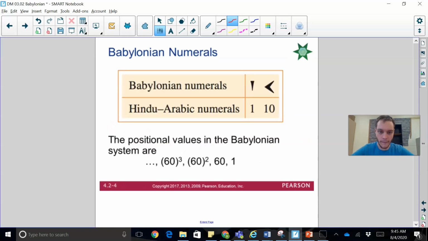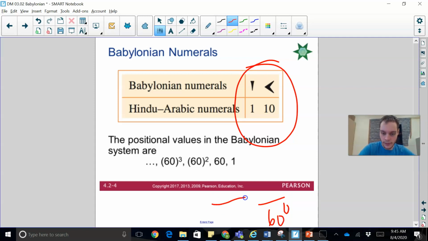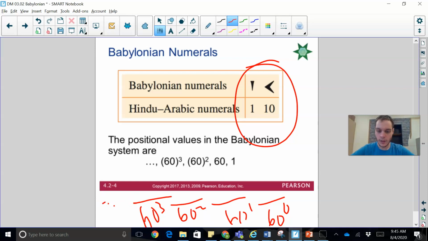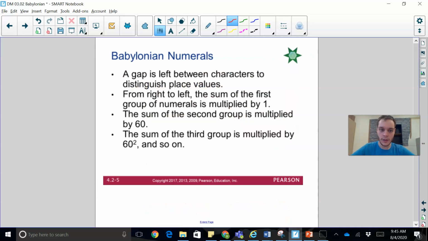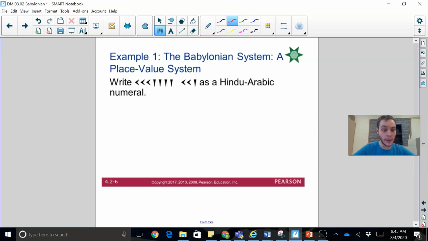So there are only 2 symbols at the beginning of this, 1 and 10, that's it. The powers here would be 60 to the 0, which is 1, 60 to the first, 60 squared, 60 cubed, and so forth. A gap is left between them to distinguish place values. We go from right to left. It's probably better just to show you.